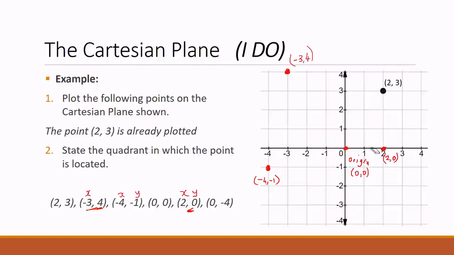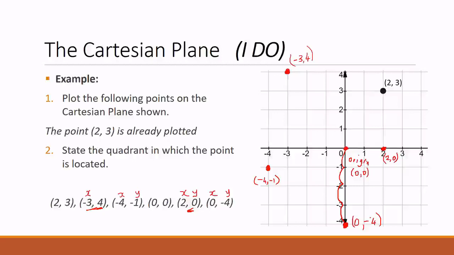The last one is 0, -4. So again, similar sort of idea to the last one. X equals 0, so that means I actually stay put at the origin. I don't move either left or right. But my y value, I go down -4 units, so they jump down -1, -2, -3, -4. That's where 0, -4 is going to be down there. 0, -4.